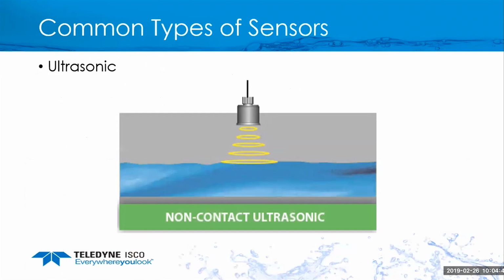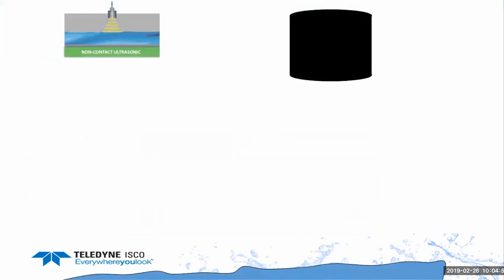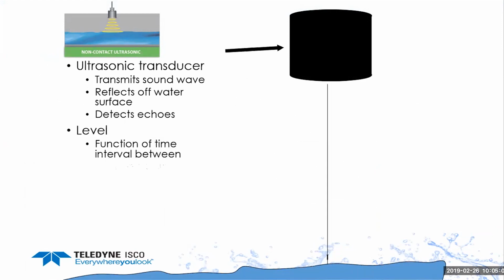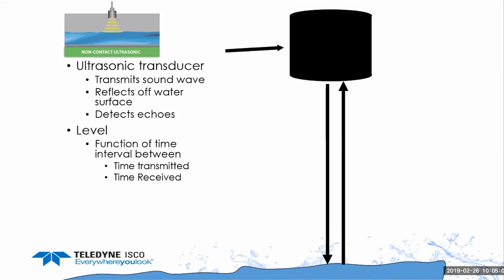The common sensor type that is used with Weirs and Flumes, or primary devices, is the ultrasonic sensor. And how that works is you have an ultrasonic sensor, it transmits a sound wave, bounces off the surface of the water, reflects back, and it detects the echo. And it's a function of time, so it determines how long it takes to transmit and receive that signal to figure out the distance between the sensor and the water, which then can calculate a level.